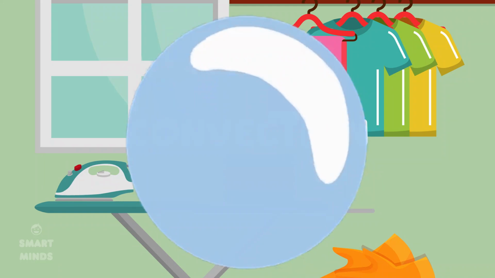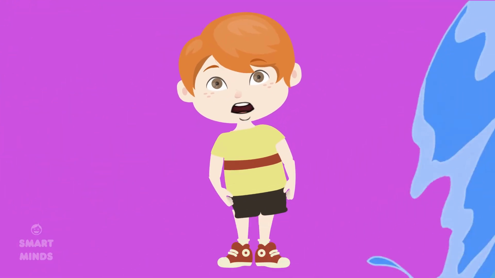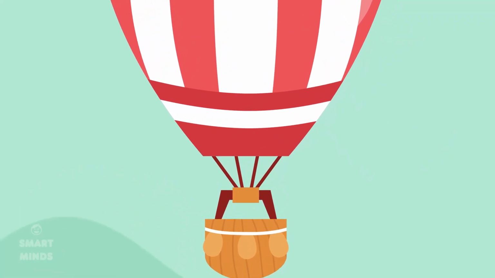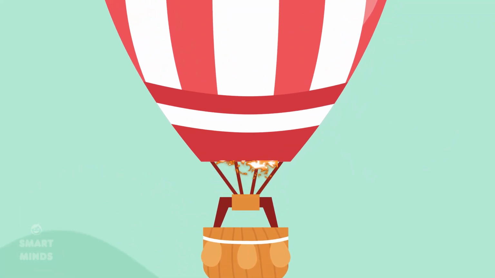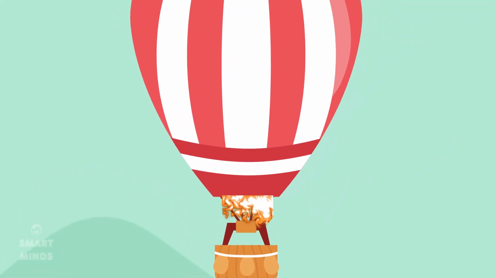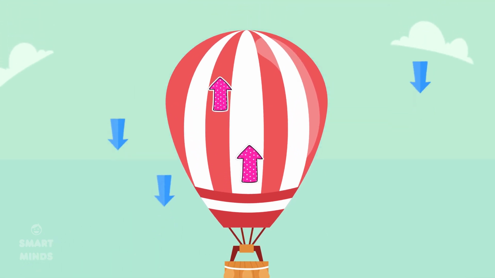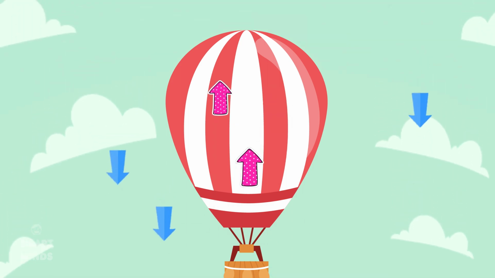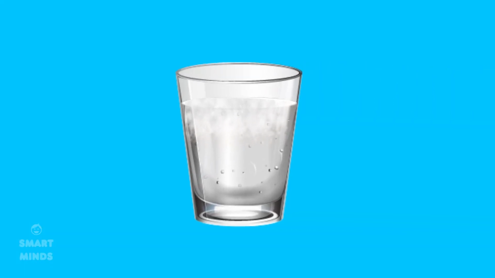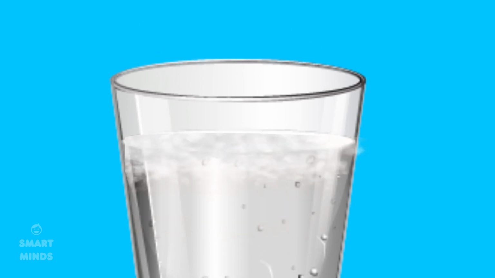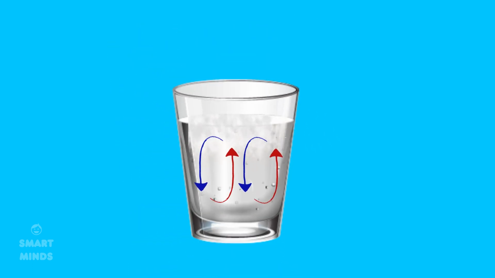Next, we have convection. Convection is the heat transfer through fluids such as liquids or gases. Think of a hot air balloon. The air inside the balloon is heated, and it rises because it is less dense than the cold air around it. This is an example of convection. Heating water is another example of convection, in which hot water goes up and cooler water sinks down, causing convection current.